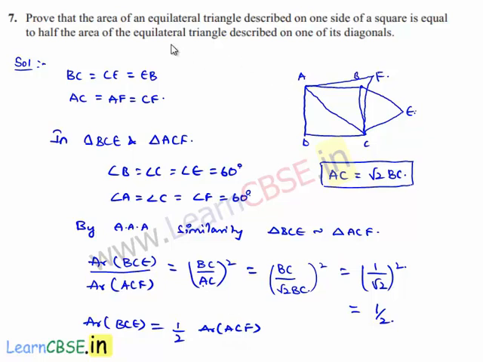So here we proved that the area of an equilateral triangle described about one side of a square is equal to half times the area of the equilateral triangle described about one of its diagonals. This is the required proof for us.